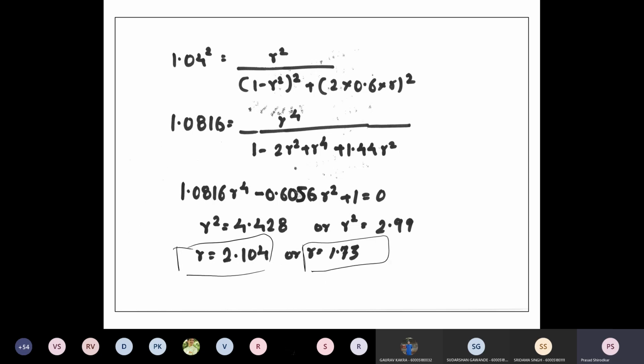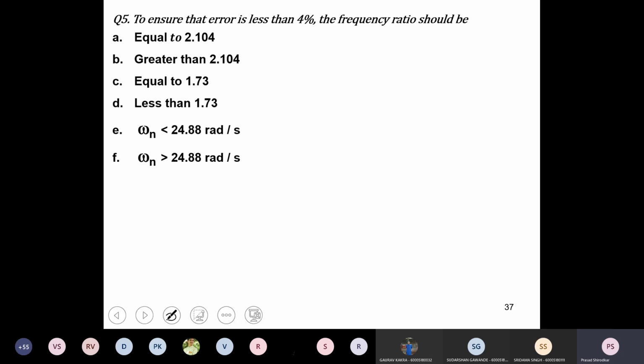All right. So these are the calculations, and based on these calculations you have to answer the next quiz question. Now here I have slightly modified the condition. In the question it is up to 4%. Here I am saying that the error should be less than 4%. So 4% error is not okay. It should be less than 4%. So what should be the frequency ratio? Now just cancel this.